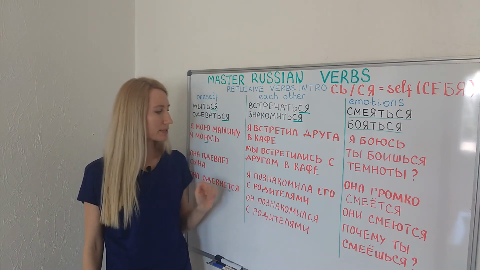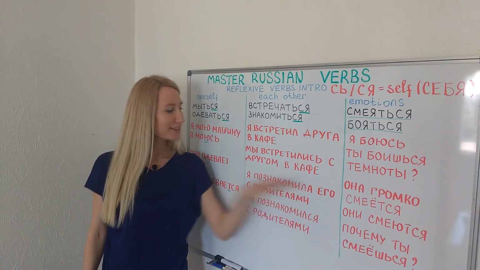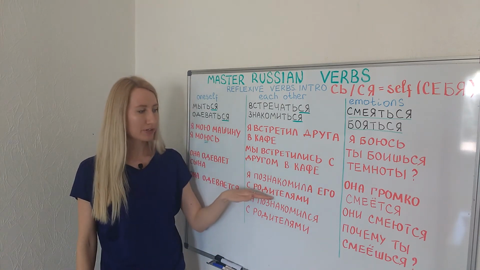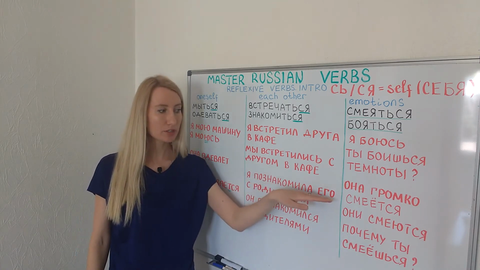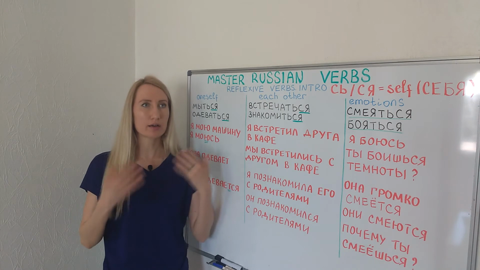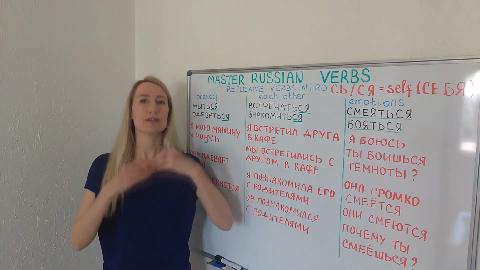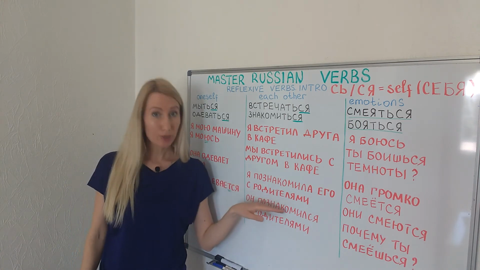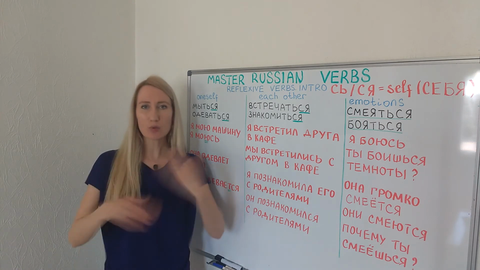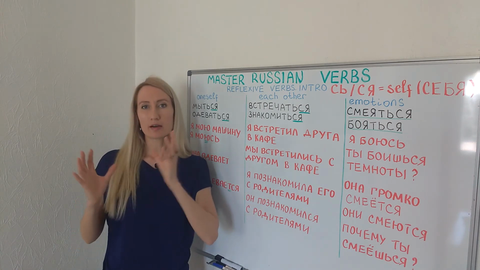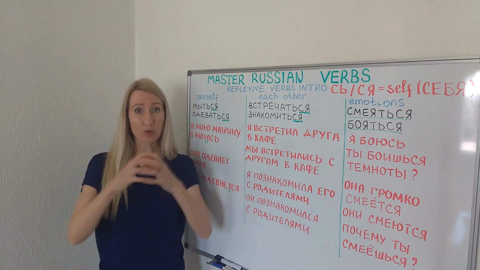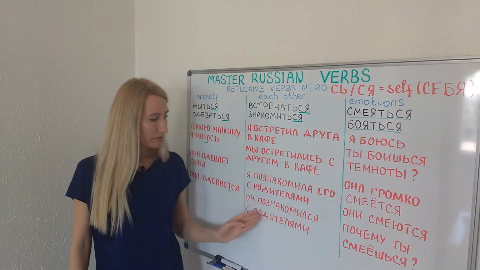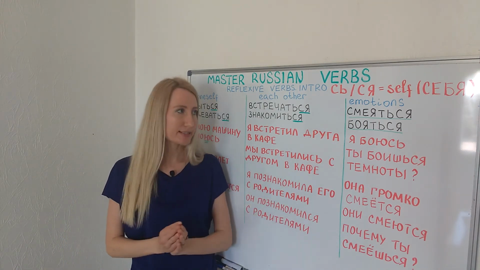Let's look at two more examples. Я познакомила его с родителями. I introduced him to my parents. Again, познакомила has an object, его. I introduced or I acquainted whom? Его. With my parents, to my parents. Compare with он познакомился с родителями. He got acquainted with parents. Him and parents, they got acquainted together. Like they got acquainted with each other, we can say it.